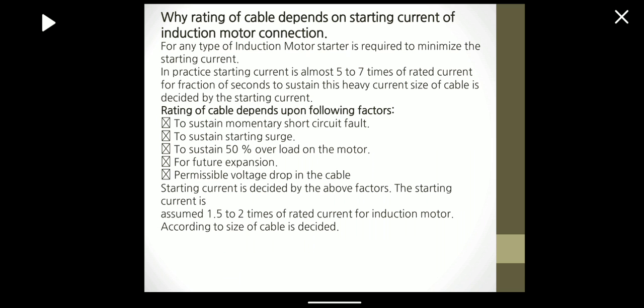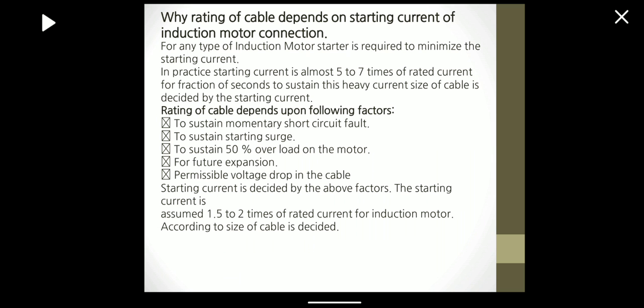Why the rating of cable depends on the starting current of the induction motor connection. For any type of induction motor, a starter is required to minimize the starting current. In practice, the starting current is almost 5 to 7 times the rated current for a fraction of a second. To sustain this heavy current, the size of the cable is decided by the starting current. The rating of the cable depends on the following factors.